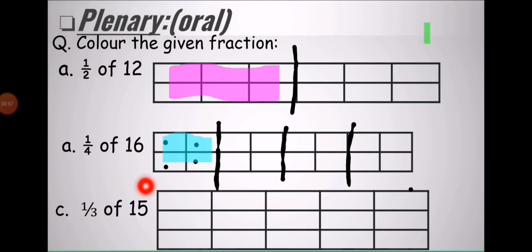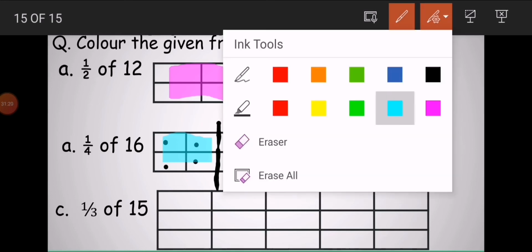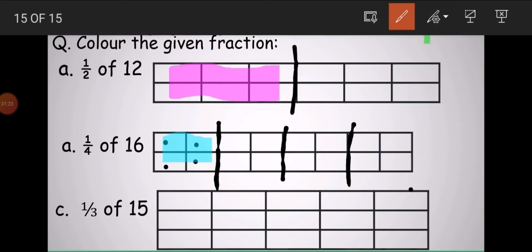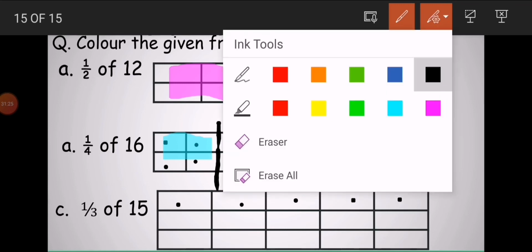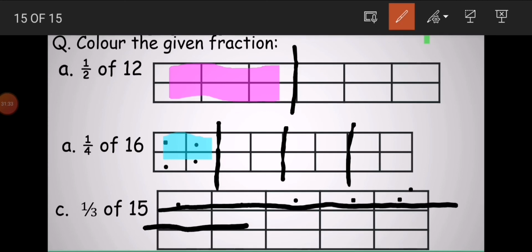Now, 1 by 3rd of 15, it means we are putting 15 into 3 equal parts. For this, we will read the 3 times table. So, again, read with me the 3 table. 3 1s are 3, 3 2s are 6, 3 3s are 9, 3 4s are 12, 3 5s are 15. It means 5 is the 1/3 of 15. So, we count 5 numbers first. 1, 2, 3, 4, 5. So we will color. This means this is the 1/3.